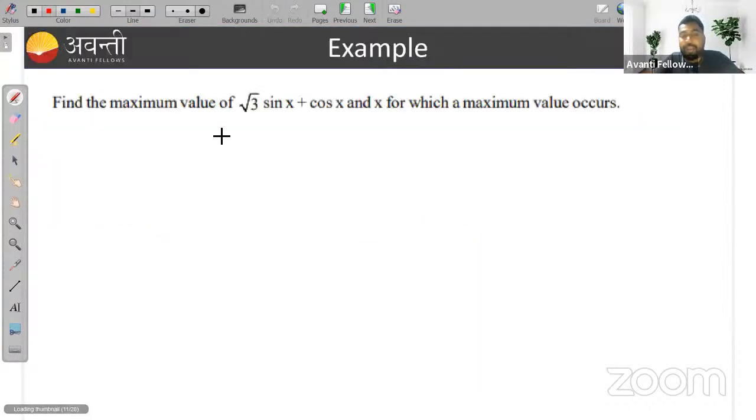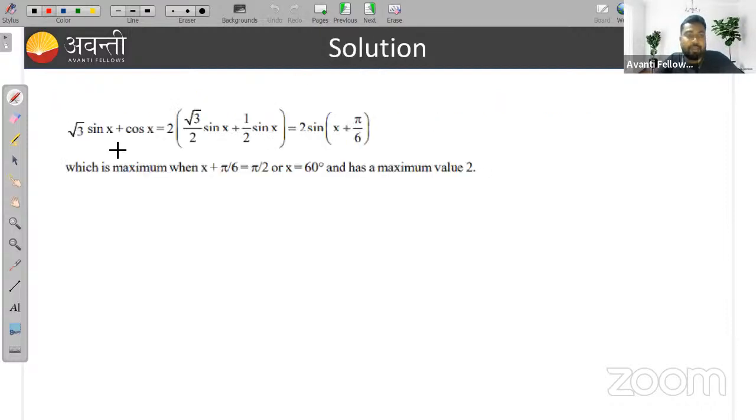Let's solve a question. Find the maximum value of root 3 sin x plus cos x, and the x for which the maximum value occurs. ठीक है, क्या हो जाएगा फिर? So let's solve this question. We have root 3 sin x plus cos x. Can we write this if we multiply by 2 and divide by 2? So what will happen? Tell me.